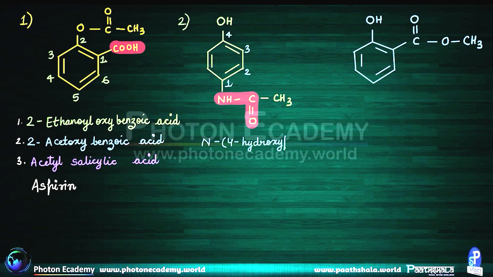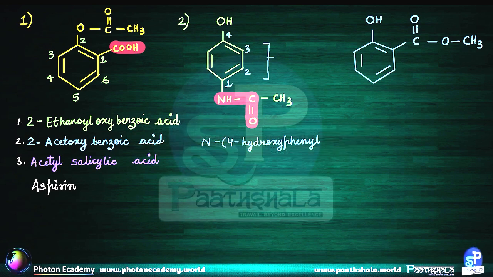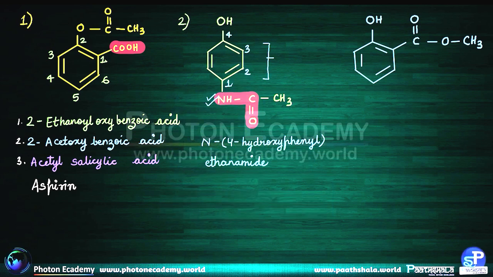Also, this is the phenyl ring, because a benzene ring which has lost one H is called the phenyl ring. So 4-hydroxy phenyl, and then we have ethanamide. That is the name of this particular principal functional group. And to the layman, this is known as paracetamol. So paracetamol, the structure looks something like the second one.